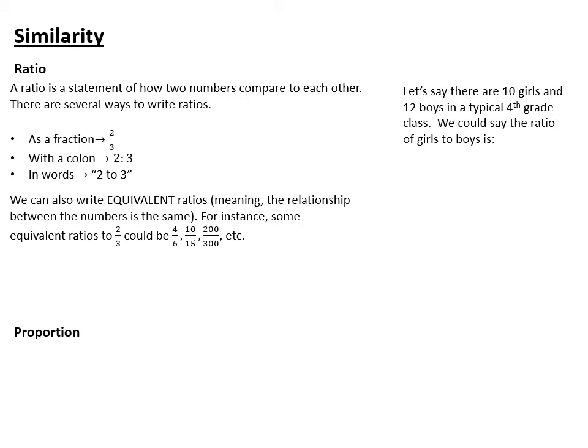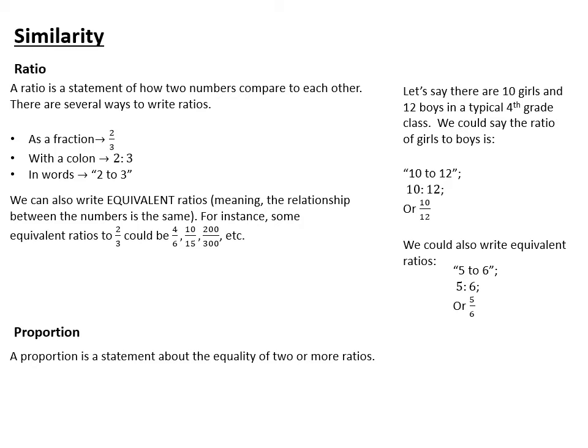Now let's say there are 10 girls and 12 boys in a typical 4th grade class. We could say the ratio of girls to boys is 10 to 12, 10:12, or 10/12. We can also write equivalent ratios: 5 to 6, 5:6, or 5/6.